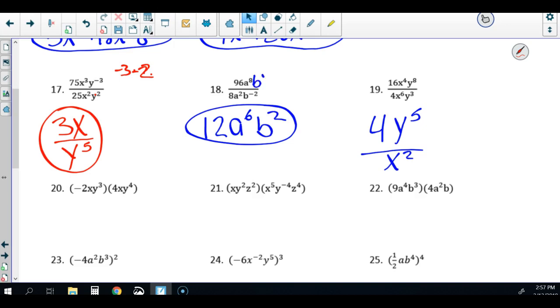Another way of thinking of that is imagine b to the 0 power up top. If the rules tell you to subtract, 0 minus negative 2 is positive 2. So b squared would be moved up top.